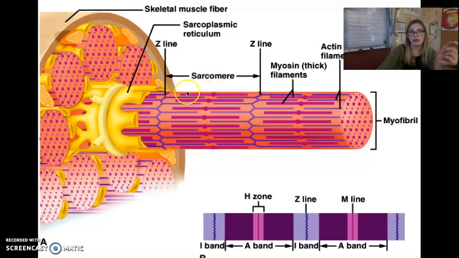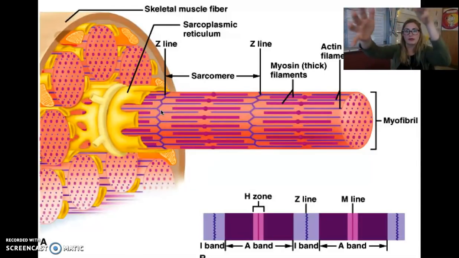So we have the myosin in the middle. The actin is attached to the Z lines, and the actin is the light purple filaments that stick out here. And then the myosin bands, those are all throughout. That's the A band, and then the H band is thinner. You don't need to differentiate that.